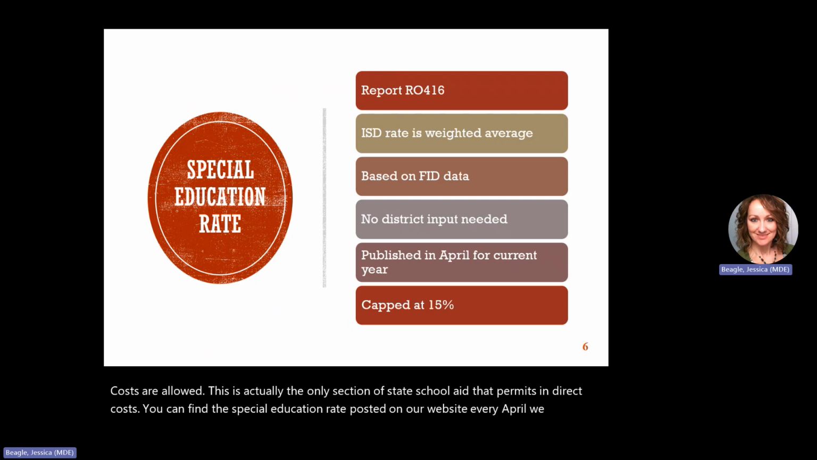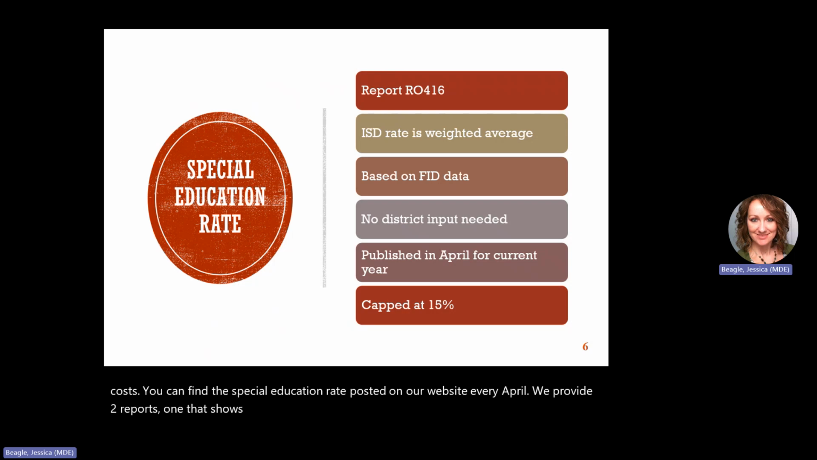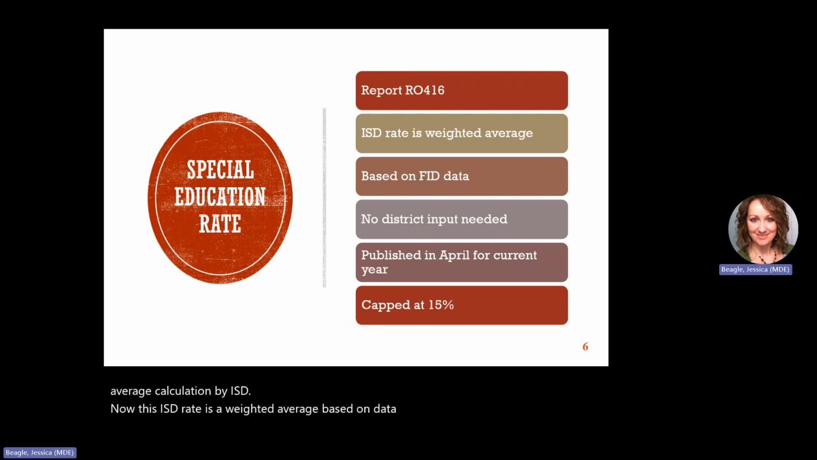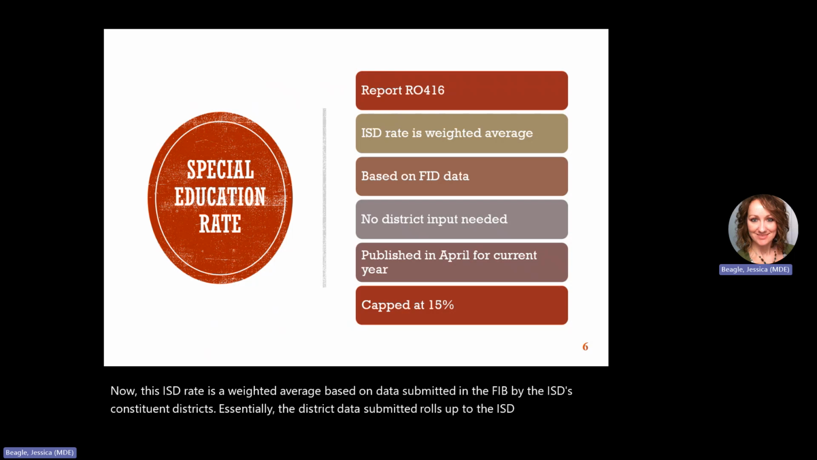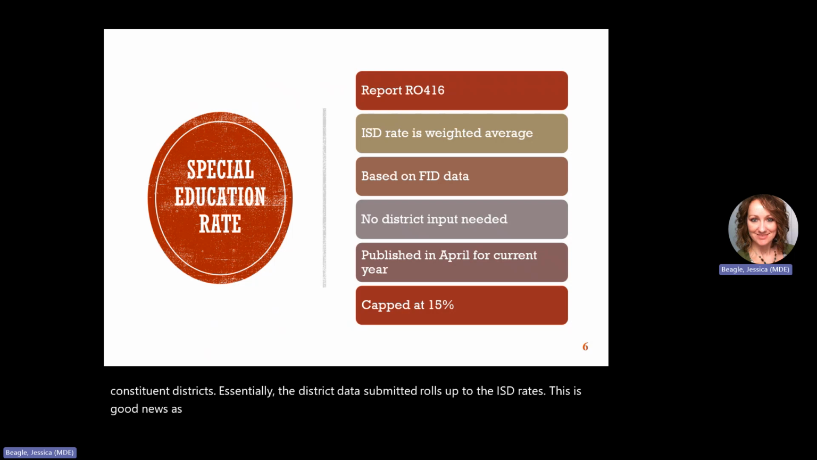We provide two reports, one that shows the calculation by district and another that presents the weighted average calculation by ISD. Now, this ISD rate is a weighted average based on data submitted in the FID by the ISD's constituent districts. Essentially, the district data submitted rolls up to the ISD rates. This is good news, as no additional input is required from districts for this rate. We publish this rate in April, and it is capped at 15%.